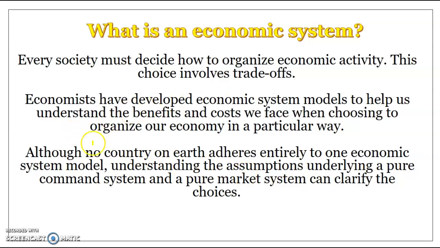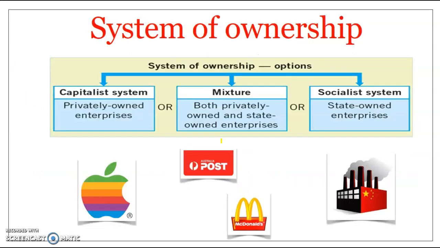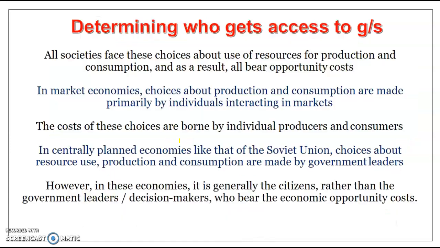So an economic system is essentially how countries determine how they allocate their resources. It's a model which helps us understand how countries go about allocating their resources. Different countries have different systems of ownership, from socialist, where the government owns most of the resources, to a capitalist system where the private market allocates most of the resources, to what we call mixed economies, where there's a mixture of both private and state ownership.